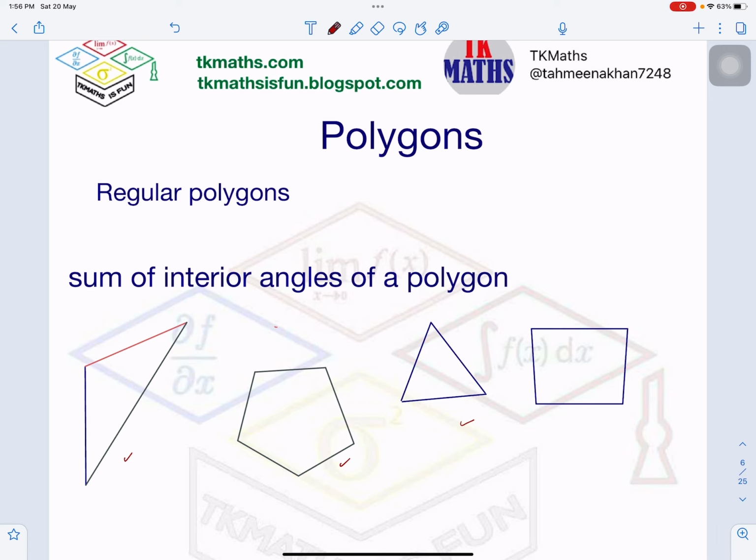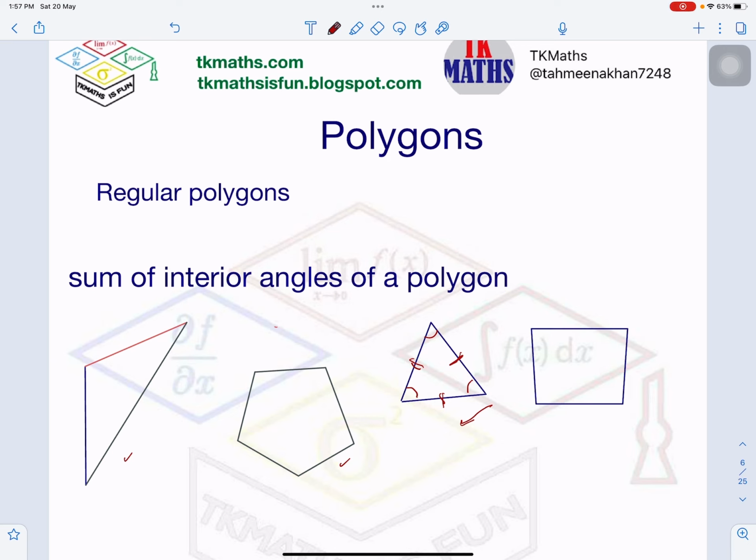But what is a regular polygon? A regular polygon is a figure in which the length of the sides is the same and the interior angles are the same. For example, if you look at this triangle, suppose it is an equilateral triangle, then all the sides will be the same and the interior angles will be equal, 60 degrees each. So if the length of the sides is the same and the interior angles are equal, then it is called a regular polygon. Otherwise, just a polygon.